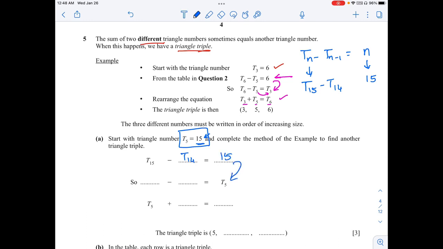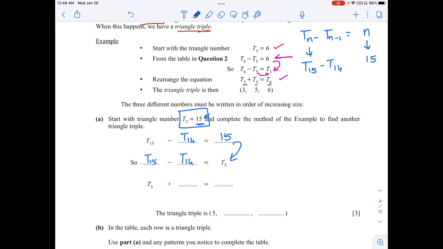So plug in T14 is equal to 15. But 15 is T5. So T15 minus T14 is equal to T5. So move this T14 to the other side. So it becomes T5 plus T14 is equal to T15. So what is the triangle triple? 5, 14, 15.